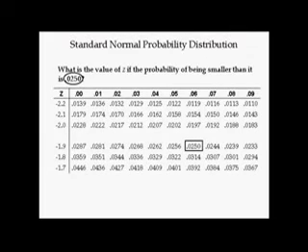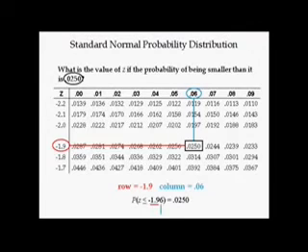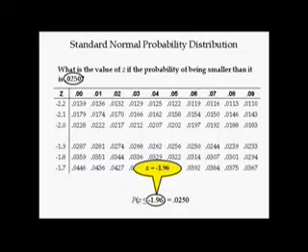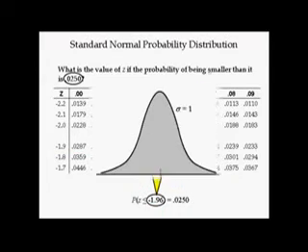To find the value of z that is associated with the lower tail probability of 0.0250, find 0.0250 in the standard normal table. 0.0250 is in row minus 1.9 and column 0.06. Hence, the probability of z being less than negative 1.96 is equal to 0.0250. So z is equal to negative 1.96.